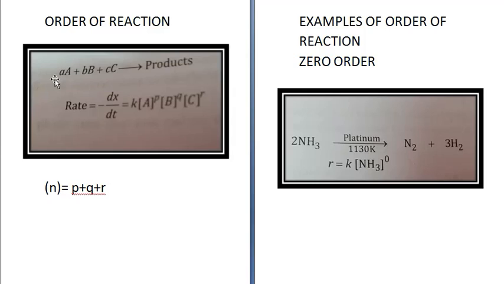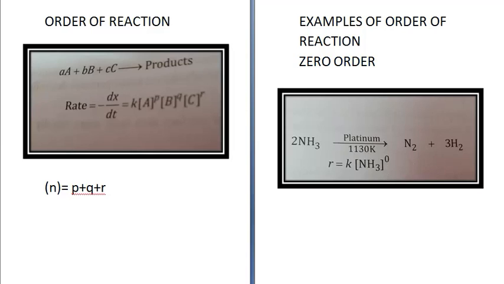Okay, now let us take a few examples of order of reaction. First, let us go to zero order reaction. Now suppose there is a reaction like this: 2NH3 in presence of platinum at 1130 Kelvin is giving you N2 plus 3H2. Now in this case, rate of reaction is equal to K [NH3]^0 according to rate law. So here the order of reaction is what? Instead of p you have 0. So order of reaction is 0. It is called a zero order reaction.